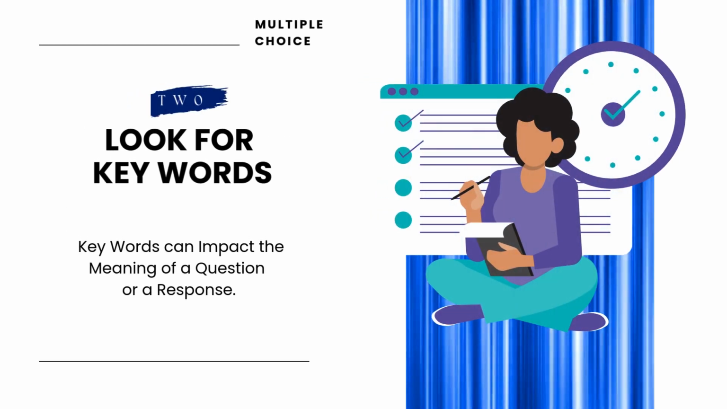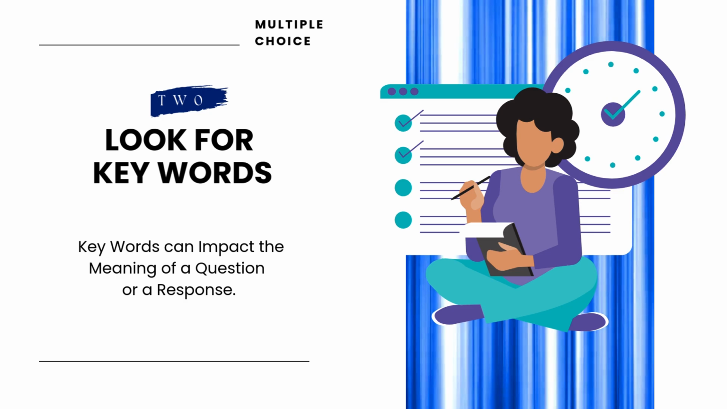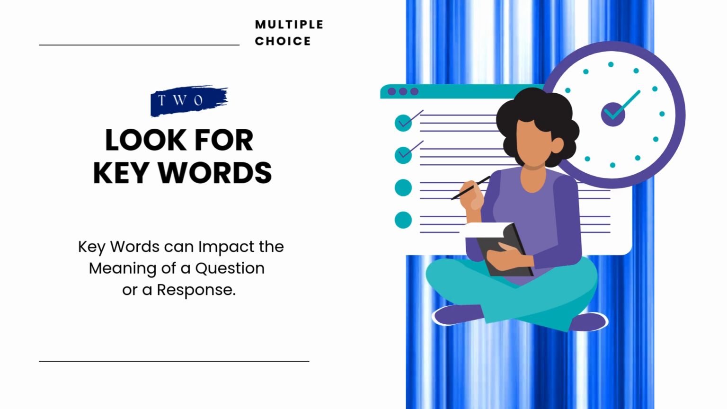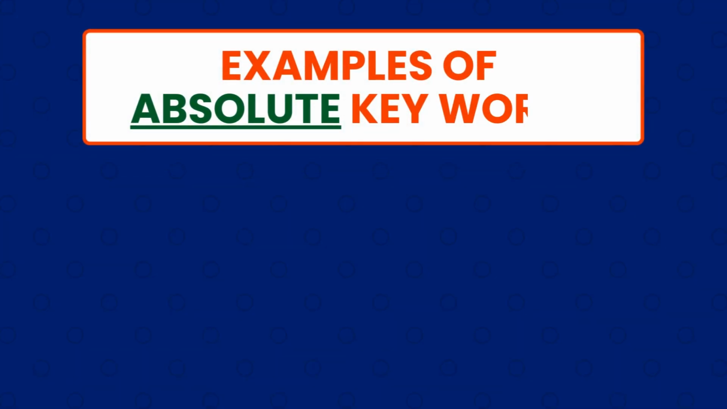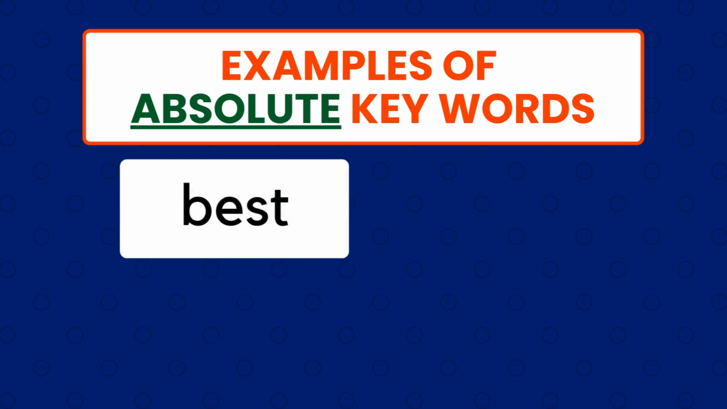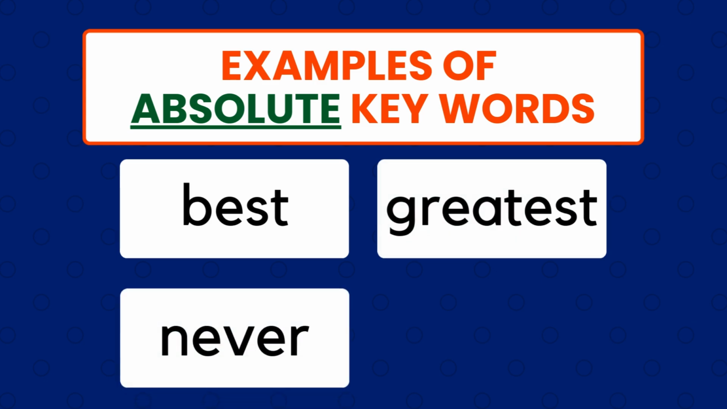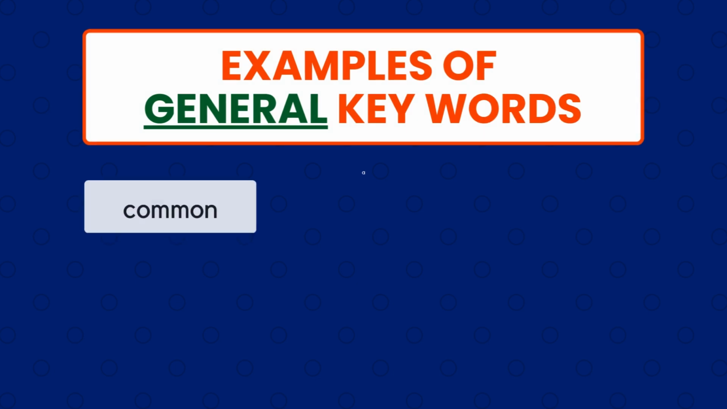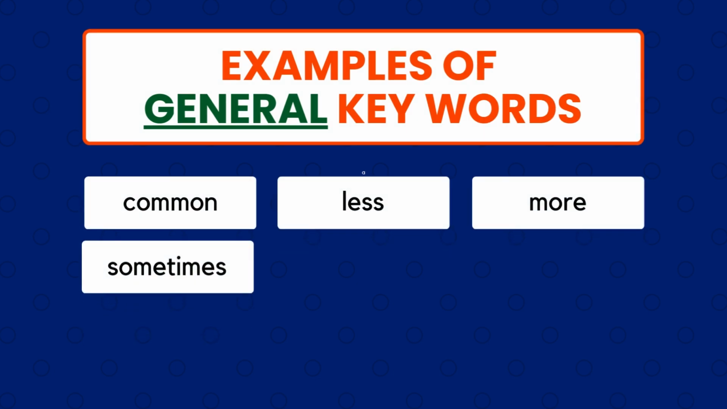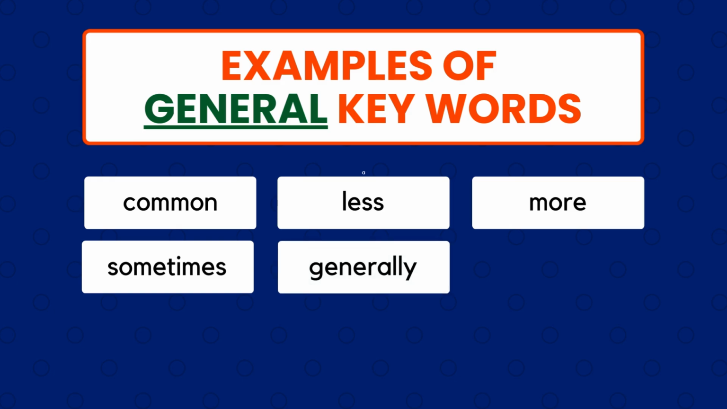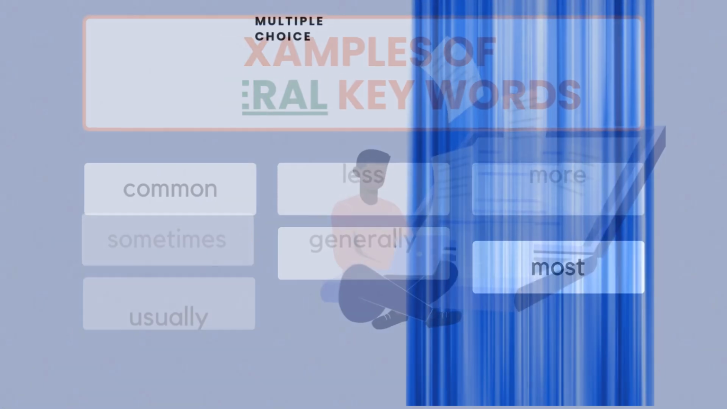Identify key words that can help determine the correct response. Keywords can change the meaning of a question or response choices. Examples of key words include absolute words such as best, greatest, never, and except, and general words such as common, less, more, sometimes, generally, most, and usually.